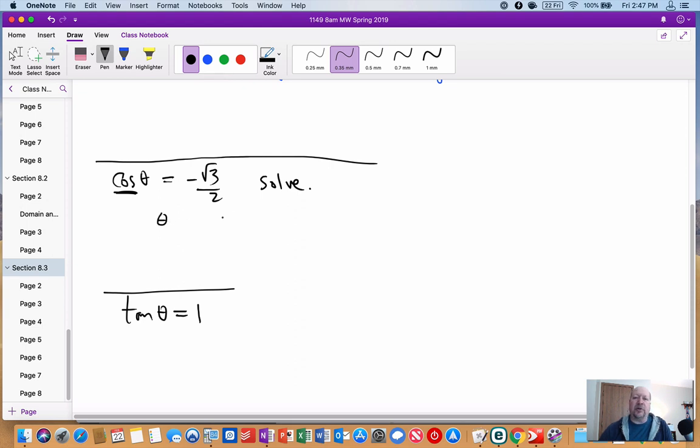Again, in these first few examples we're doing general solutions, a way to write out all possible solutions. So it'd be theta equals 5 pi over 6 plus 2 pi k, and theta is equal to 7 pi over 6 plus 2 pi k, where k is any integer.